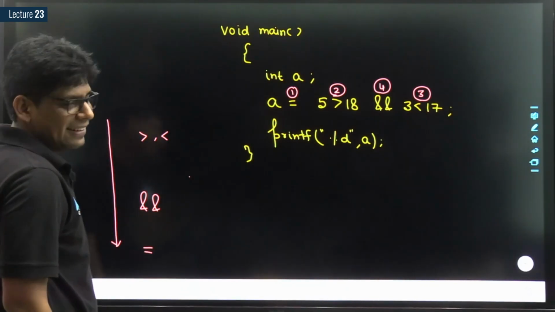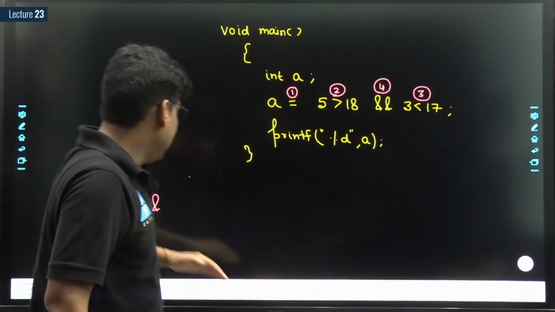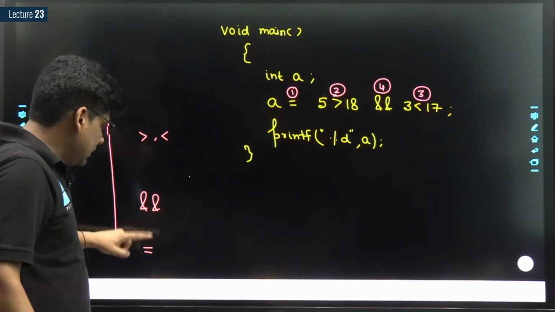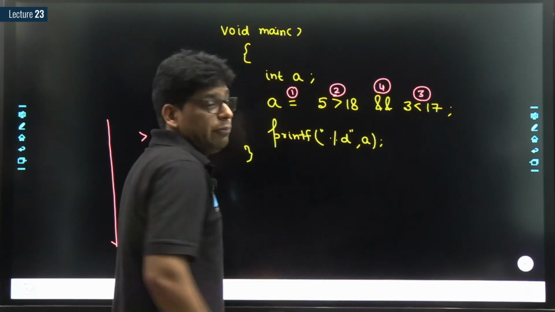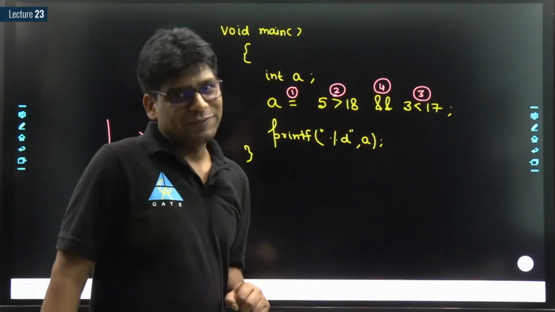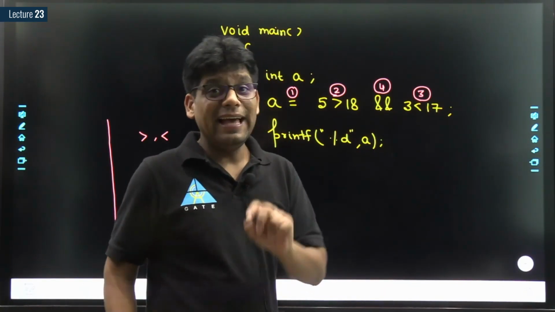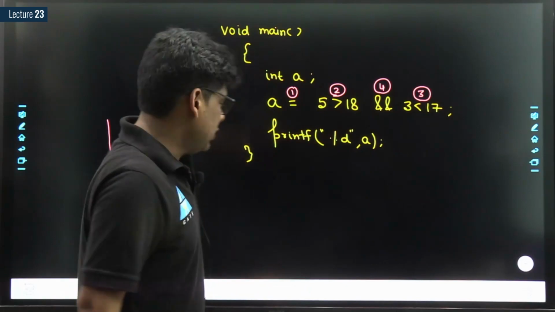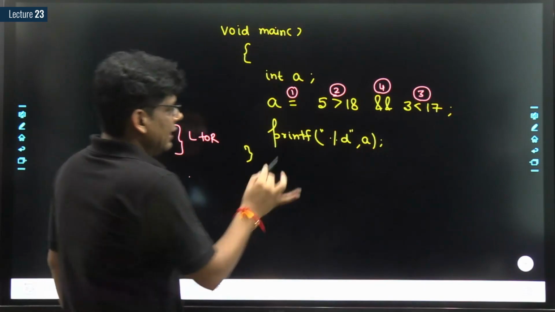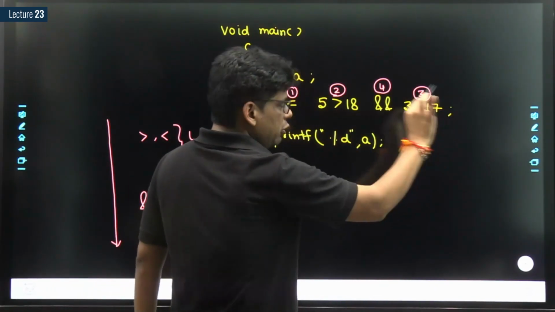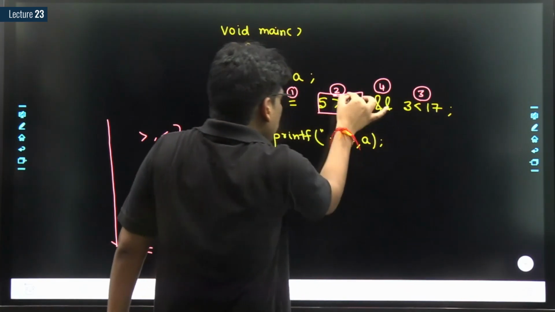That means the priority of these two operators is the same and higher than these other operators. That means either this one or this one will be evaluated first. But which one? Whenever we have multiple operators of the same priority, associativity comes into the picture. What is the associativity of relational operators? Left to right. And if I move left to right, then which one comes first? This one comes first. That means we have to evaluate this one.